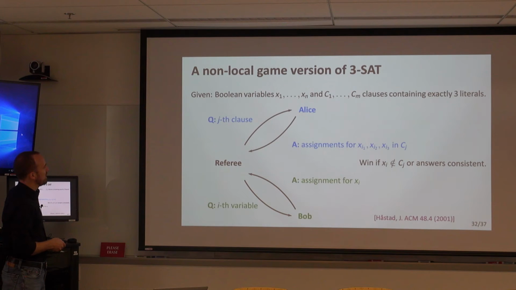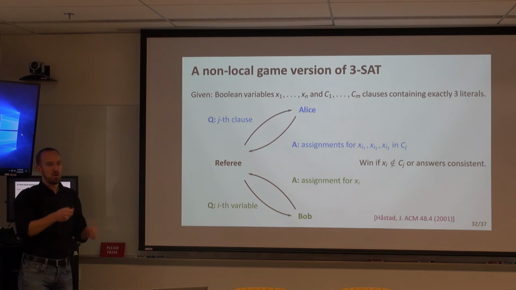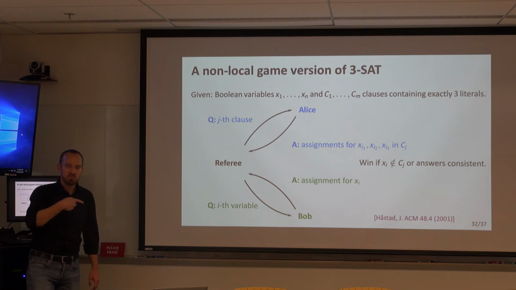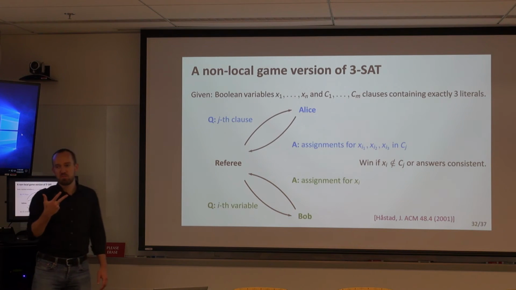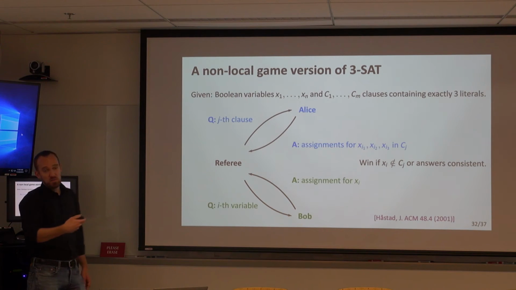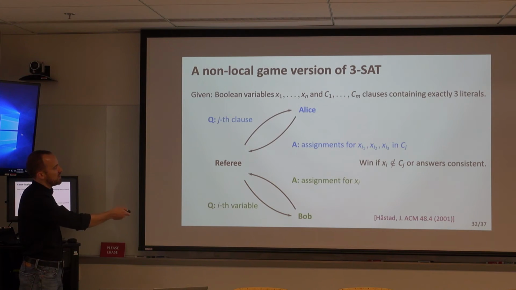written down by Håstad, where you have n Boolean variables x_i, and you have the clauses that appear in the 3-SAT problem. And then the game is actually very similar to the linear system game before. So Alice gets as a question one of the clauses and answers with an assignment for the 3 literals that appear in the clause. And Bob gets one of the variables and just answers with an assignment for the variable. Okay? And they win the game if either the variable doesn't appear in Alice's clause or if the answers are consistent.